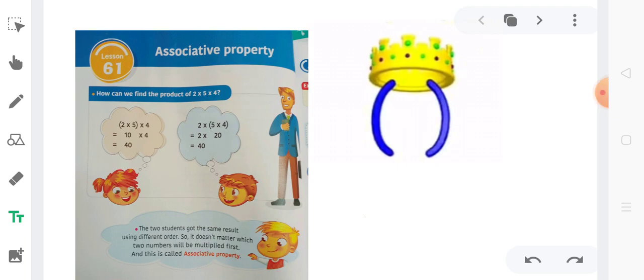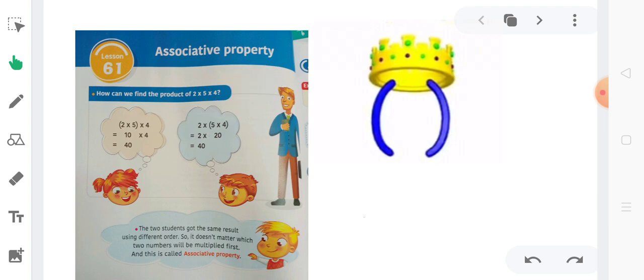Today we're gonna start the second term syllabus. We have 6 chapters. Each chapter contains 10 lessons. Okay? Let's see here. The first lesson we have is the associative property. All the pronunciations are correct, okay? But I prefer to say associative property, okay?